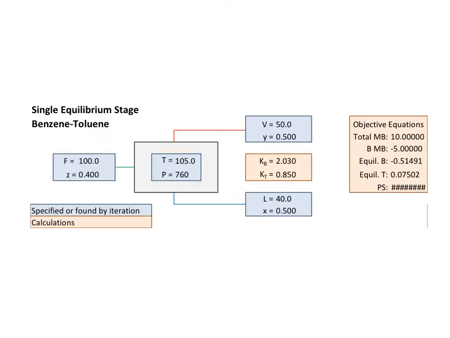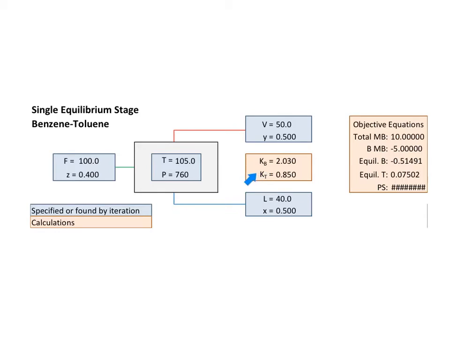Here we have the single stage separator for benzene and toluene that you have seen before. We're feeding 100 moles per second of the mixture and it is 40% benzene. The process specification will be that the vapor is twice the liquid flow rate and the pressure is 760. So we have a guessed temperature of 105 degrees C, guessed vapor flow rate and composition, guessed liquid flow rate and composition.